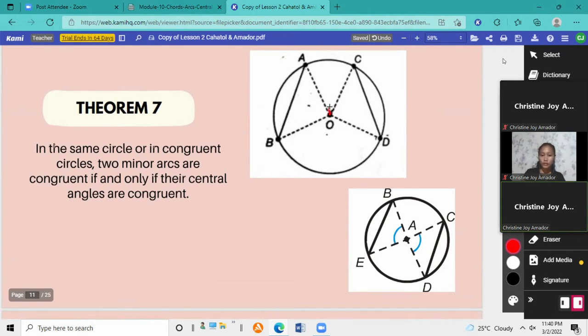For example, this one, angle AOB. So angle AOB is a central angle, right? Because its vertex is the center of the circle and its sides are the radii of the circle. And we also have angle COD. For theorem 7, in the same circle or congruent circles, two minor arcs are congruent if and only if the central angles are congruent. So if angle AOB is equal to angle COD, meaning arc AB is equivalent to arc CD.